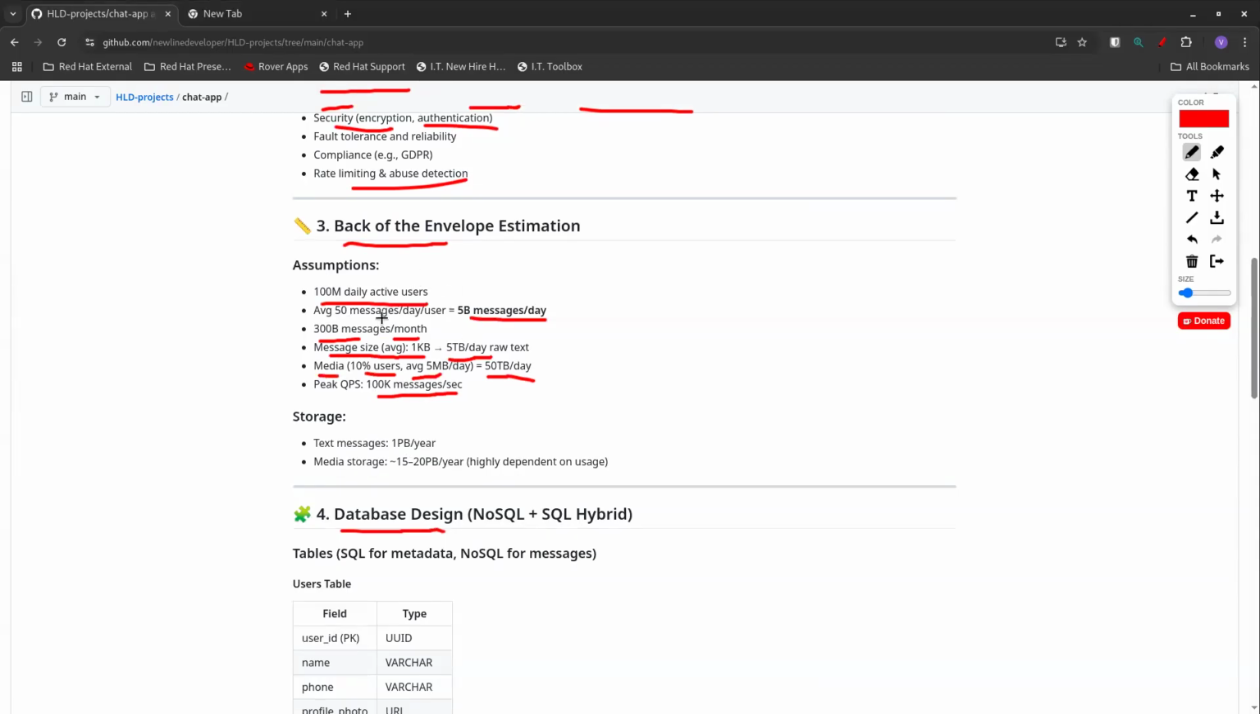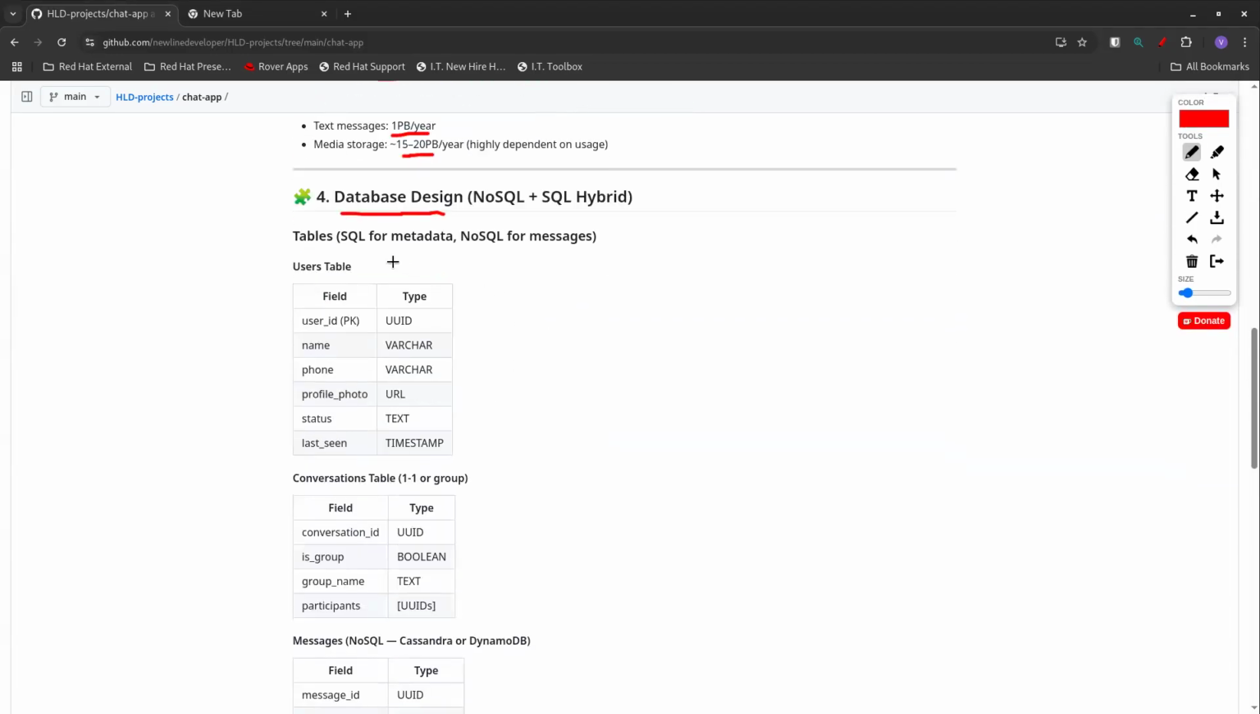Okay. So these are the estimations at the user level, and then the storage, exactly how much. For text messages we can expect 1 petabyte of storage per year. For media storage like images or videos, we can expect 15 to 20 petabytes of data per year, highly dependent on the usage, how they are using it. Okay. So this is the basic assumption for estimating the storage and the users which are going to use our application.